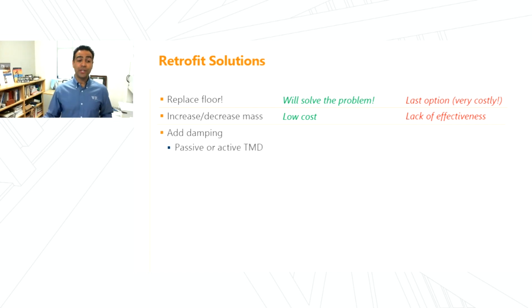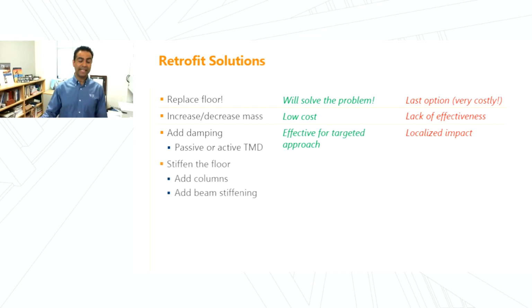Adding damping is another option, whether it's a passive or an active tuned mass damper. This option is very effective if we have a targeted approach or a targeted frequency that we're trying to address, and also if the area is small, we can try the damping, but it has localized impact. So if the area is very large, then you might need more than one damper to actually solve the problem. The next option is stiffening the floor, and that can be done by adding columns or adding beam stiffening. This approach is very effective if we need a big shift in our stiffness, or if the area is very large, then we can stiffen the floor.